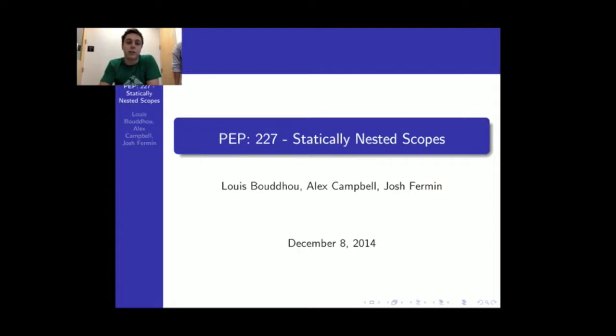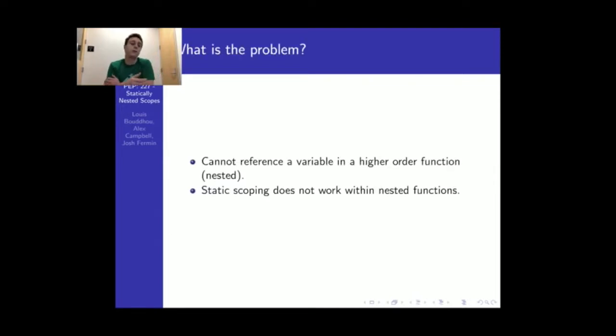All right, so the PEP we're doing is PEP 227, which is statically nested scopes. And team members are Louis Bouddhou, Alex Campbell, and Josh Fermin. So there are two main problems that this is addressing.